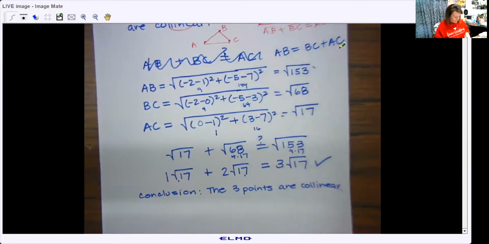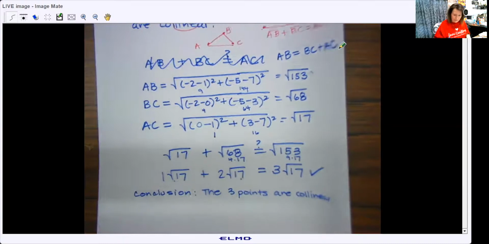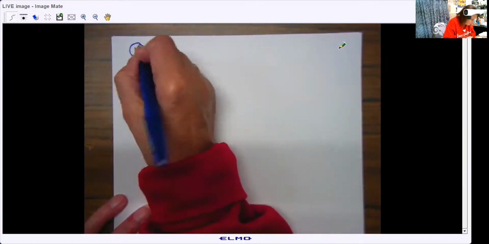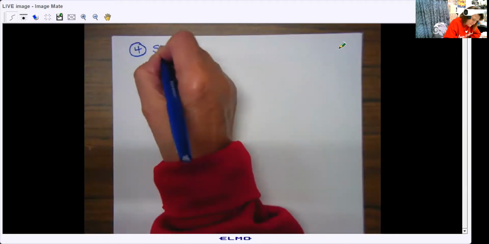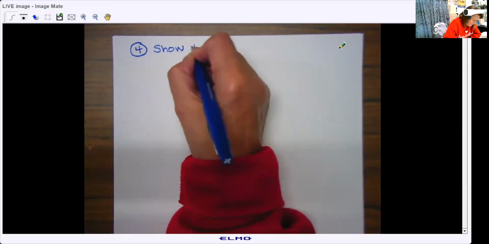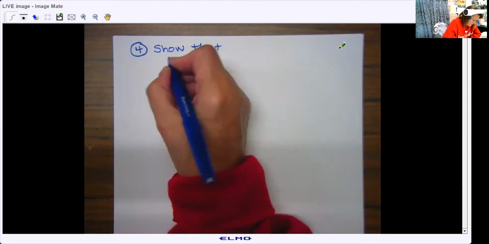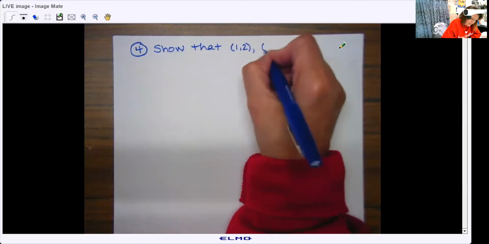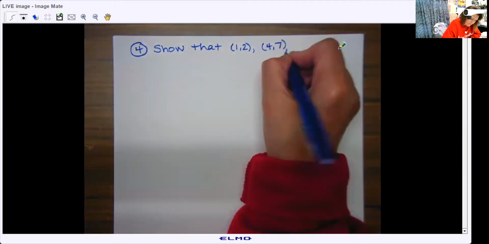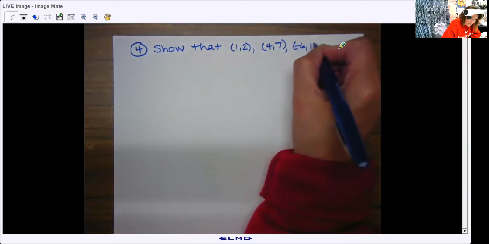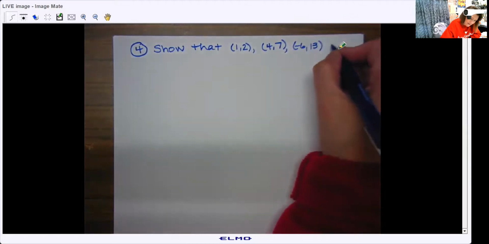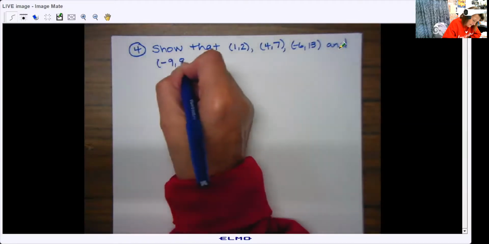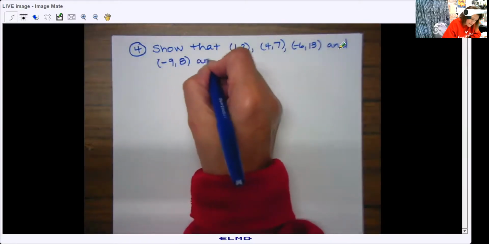Let's do one last example, or just talk about this last example. I don't know that we'll work it all the way through, but let's do one last example. Show that these points, 1, 2, 4, 7, -6, 13, and -9, 8 are vertices of a rectangle.